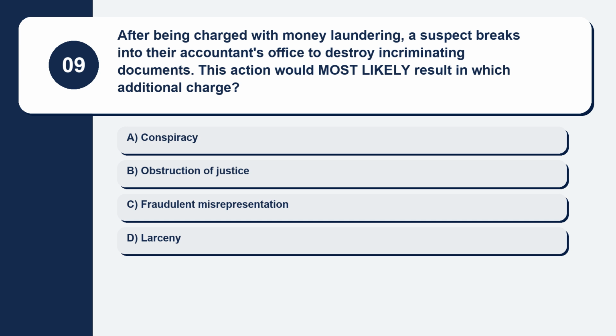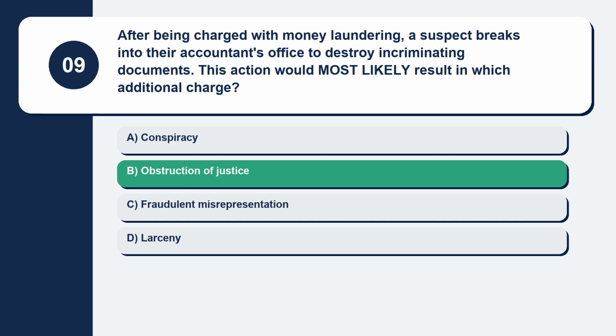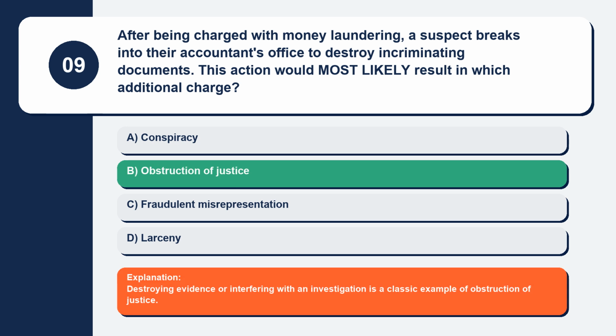Question 9. After being charged with money laundering, a suspect breaks into their accountant's office to destroy incriminating documents. This action would most likely result in which additional charge? Conspiracy, obstruction of justice, fraudulent misrepresentation, larceny. Destroying evidence or interfering with an investigation is a classic example of obstruction of justice.